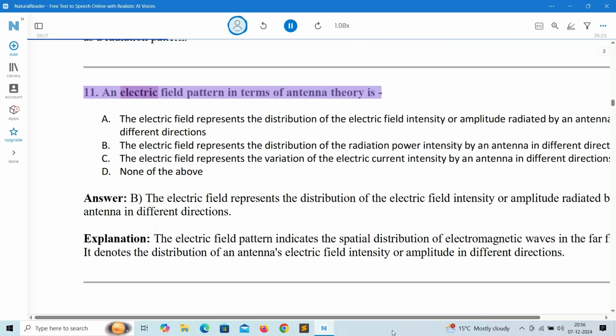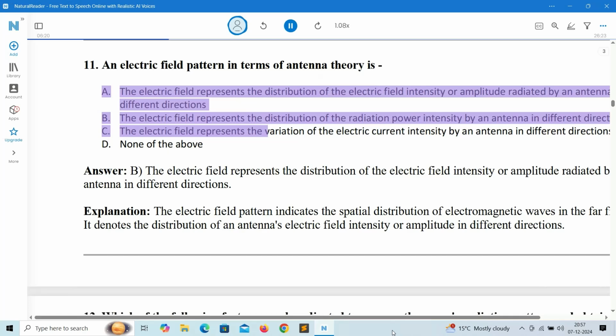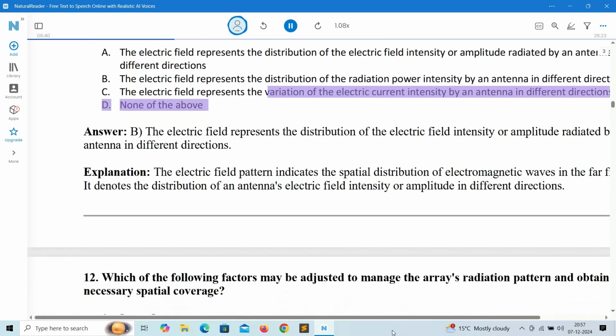11. An electric field pattern in terms of antenna theory is: A. The electric field represents the distribution of the electric field intensity or amplitude radiated by an antenna in different directions. B. The electric field represents the distribution of the radiation power intensity by an antenna in different directions. C. The electric field represents the variation of the electric current intensity by an antenna in different directions. D. None of the above.